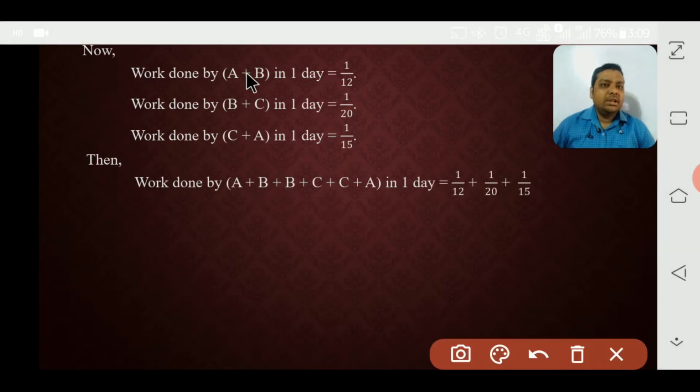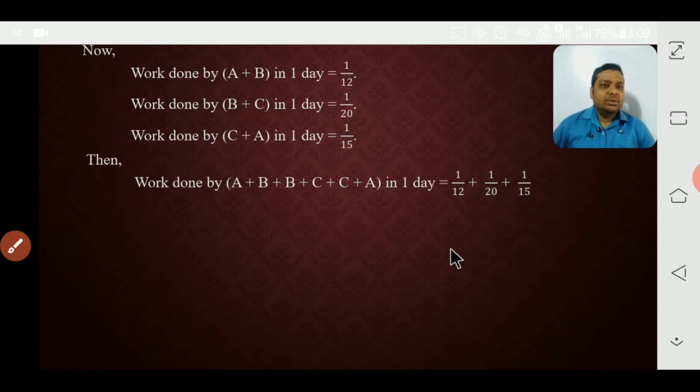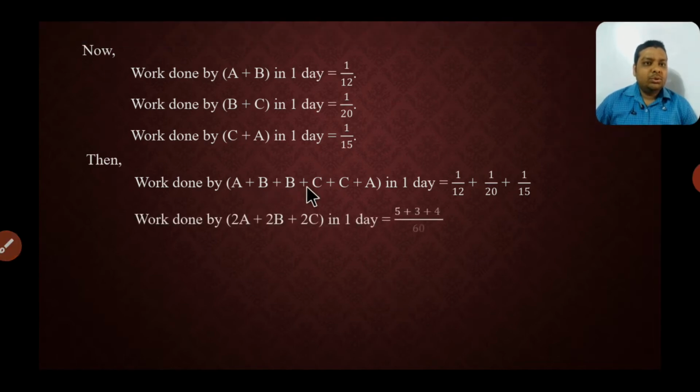Here you can see A plus B, B plus C, C plus A. So here A plus A is 2A, B plus B is 2B, and C plus C is 2C. And on the other side, the LCM is 60: 12 times 5 is 60, 20 times 3 is 60, 15 times 4 is 60.